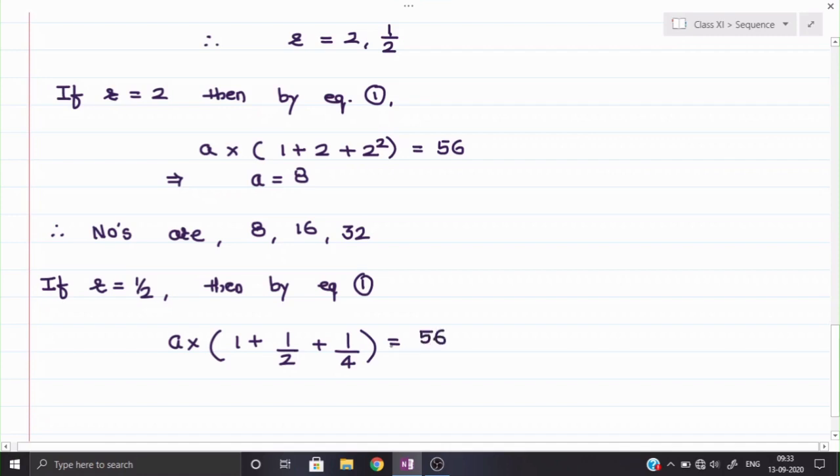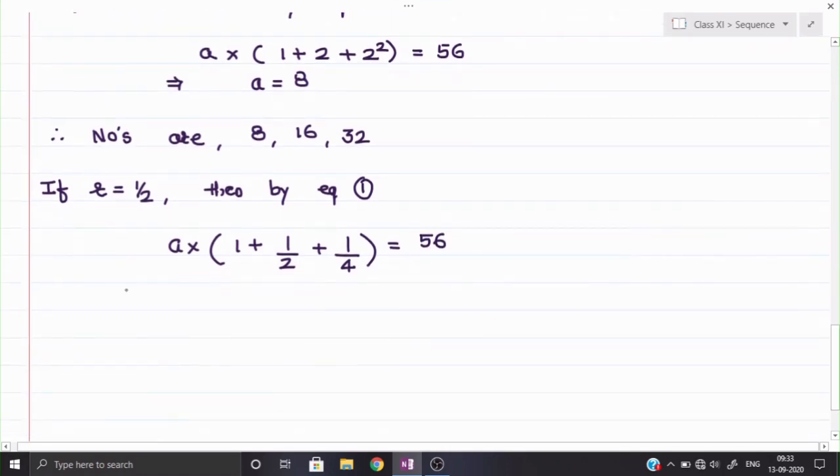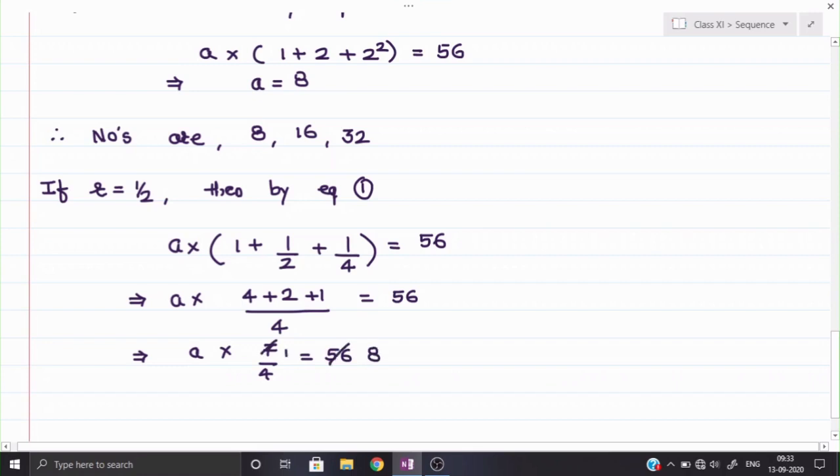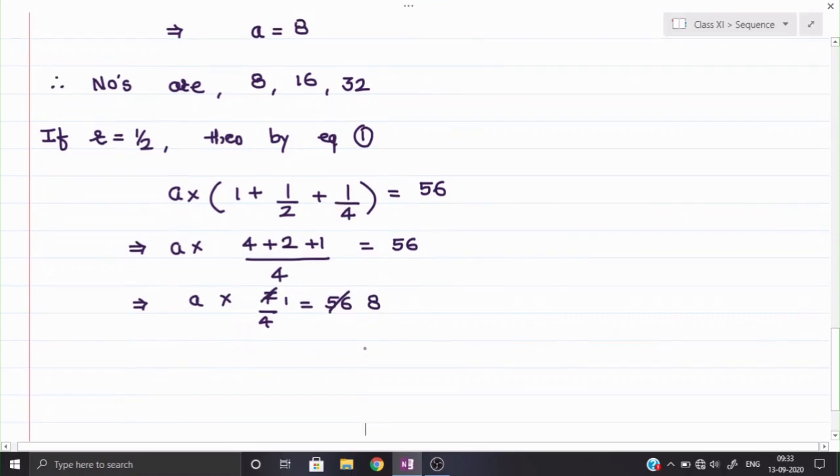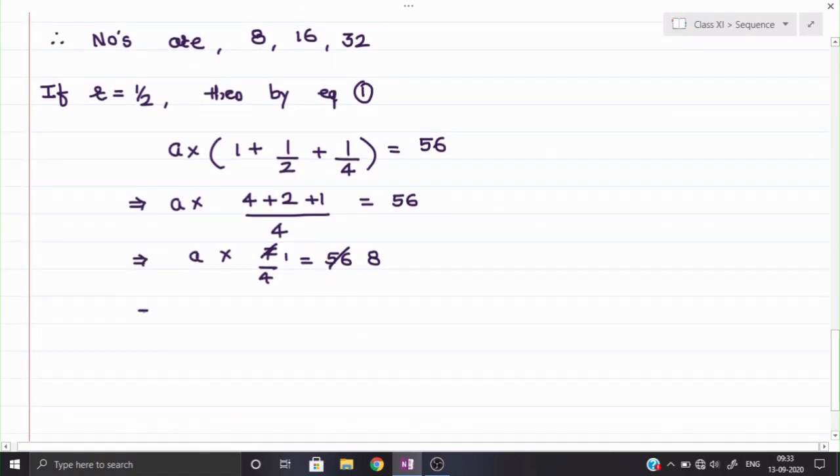Okay, let us add the fraction first. We shall take the LCM 4 over here. So a into the bracket, 4 is LCM. So this first number will be 4 plus 2, 2s are 4 and 4 1s are 4, is equal to 56. So we will get here a into 7 upon 4 is equal to 56. 7 ones are 7 and 7 eights are 56, and 8 into 4 will become here 32. I think we'll get the numbers in reverse order. Let's check. a is coming here 32.